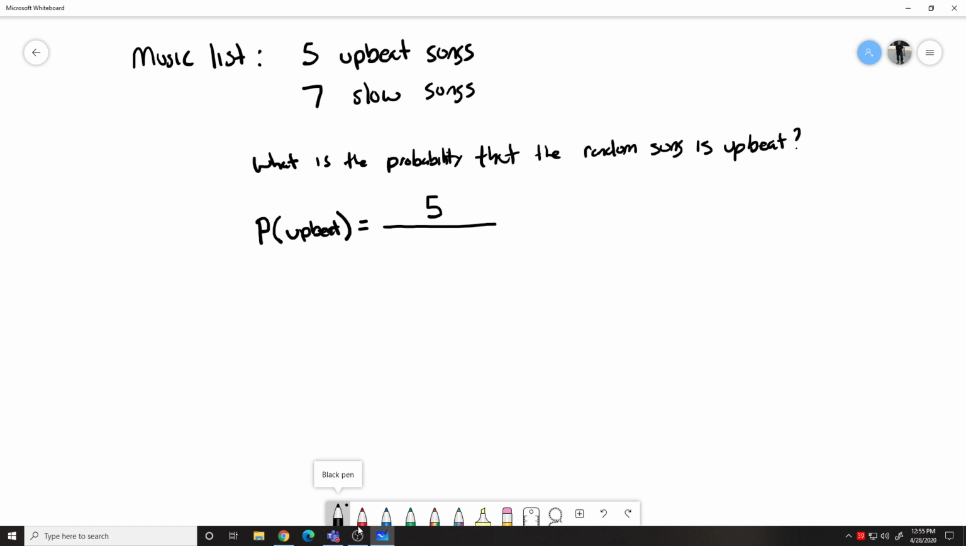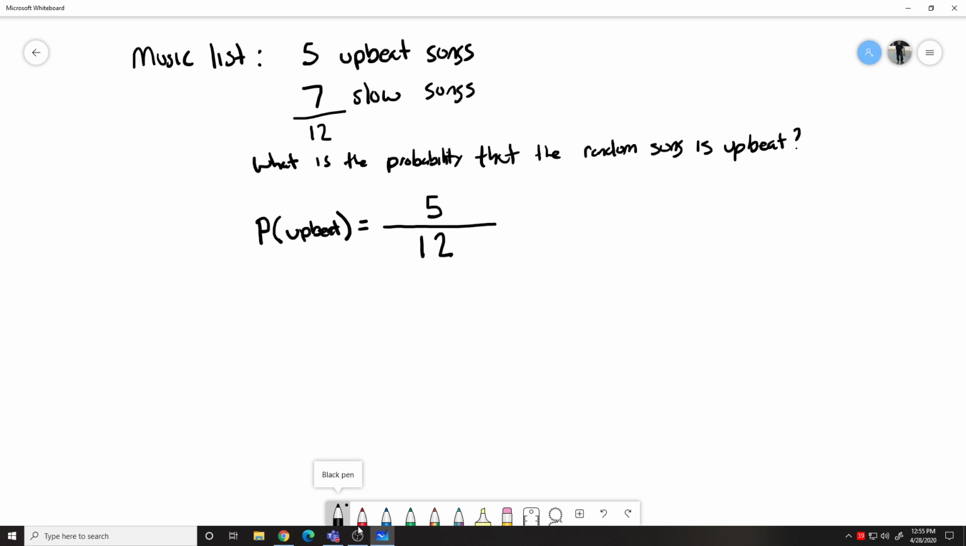So my desired outcomes are 5. And on the bottom, now you might get tripped up and think, well, you put the 7 on the bottom, right? No, on the bottom, remember, you have to put the total of all songs. That means you need to add all your songs up. I have upbeat and slow songs, 7 plus 5. I actually have 12 songs. So that means there's 12 total possible outcomes. So I would have to put 12 on the bottom because I have 12 songs. So my probability of getting an upbeat song is 5 out of 12.